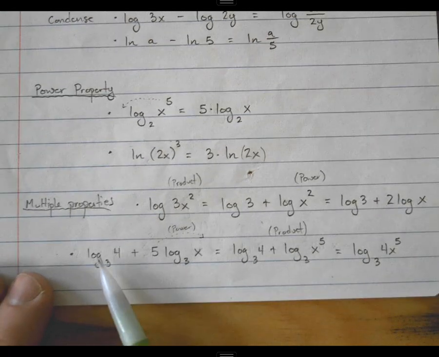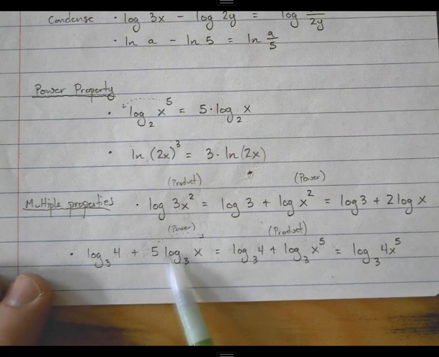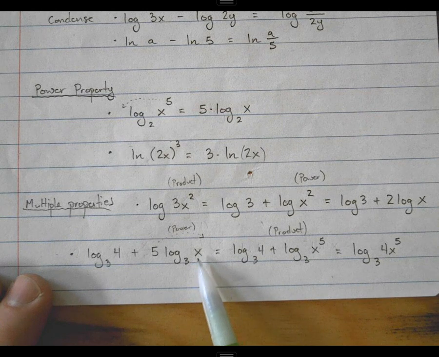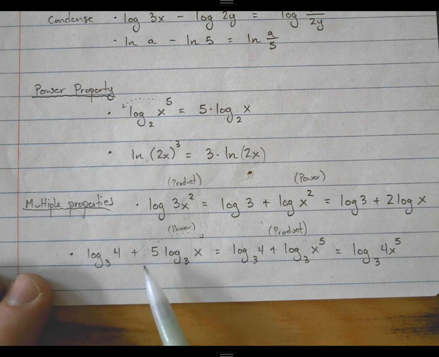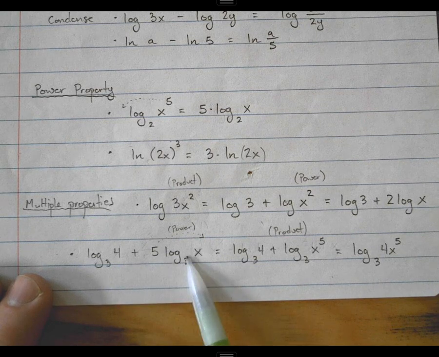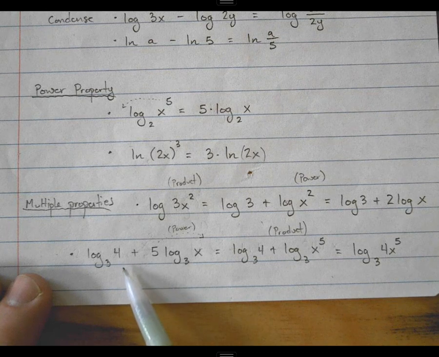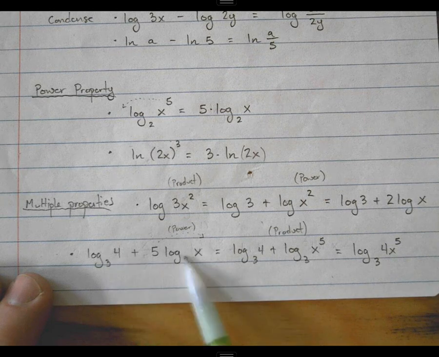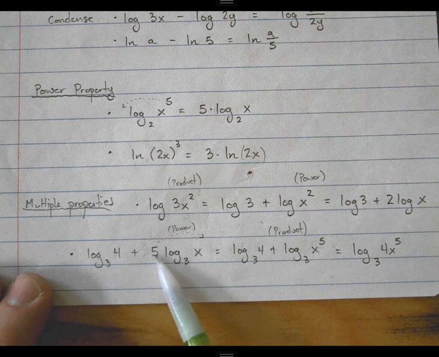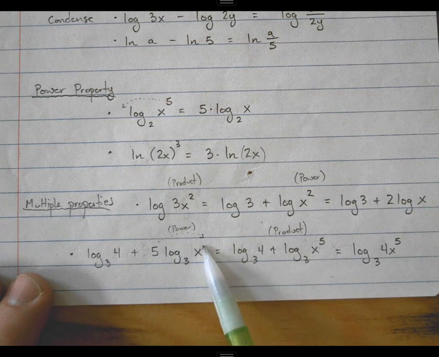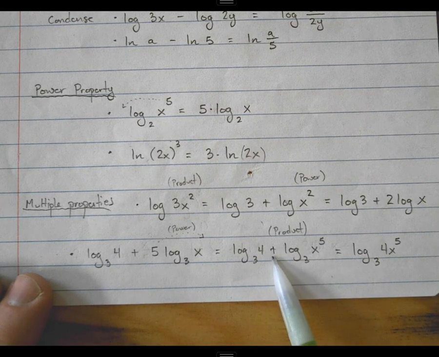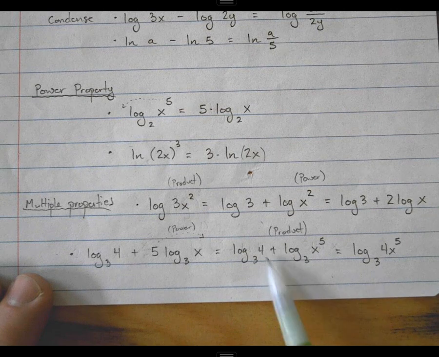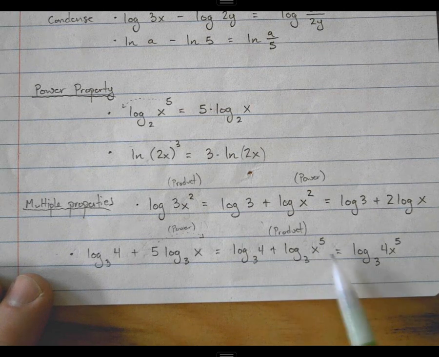Another example: log base 3 of 4 plus 5 times log base 3 of x. So this is kind of going the other way. This is going to be condensing using multiple properties. The base is the same, so I was thinking about bringing these 2 logs together, but first I would need to apply the power property to move this 5 up here as a power of x. Once I do that, I can use the product property and condense them, write it as the log base 3 of 4x to the 5th.